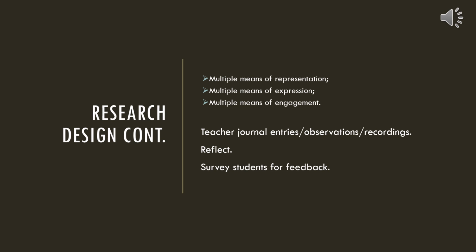Teacher journal entries or observations or possibly recordings. Reflect on the behavior of the class and target students over the course of the action research project. Reflect on any reduced incidences of misbehavior due to prevention via engagement. Survey students for feedback on whether their interests were met, if they felt engaged, and if they felt their relationship with their teacher improved.